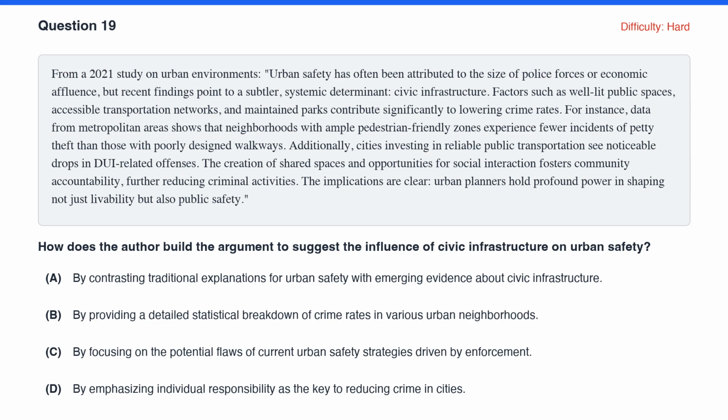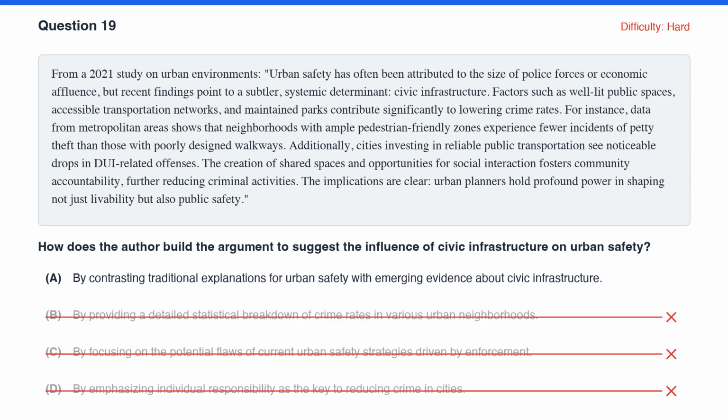The choices describe 4 different argumentative moves: contrasting old and new explanations, presenting detailed statistics, critiquing enforcement strategies, or stressing individual responsibility. We can test each against what the passage actually does, paying attention to its opening framing and the kinds of evidence it offers. B is wrong because the passage references data only in general terms. It never supplies a detailed statistical breakdown across neighborhoods.